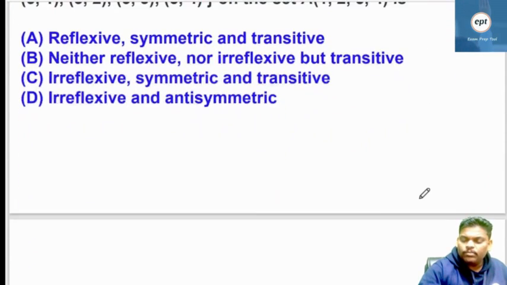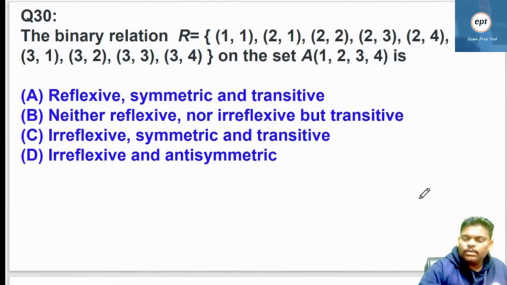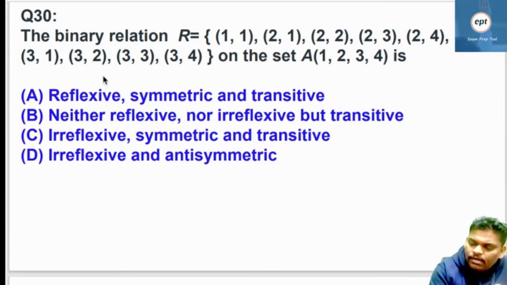Now go to question number 30. The binary relation R is equal to (1,1), (2,1), (2,2), (2,3), (3,4), something like that is given. Then what is this relation?